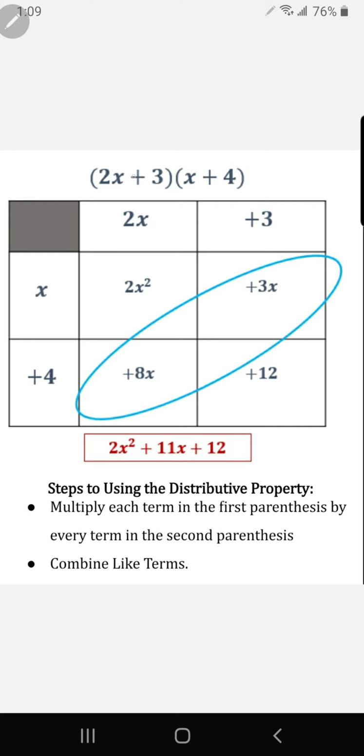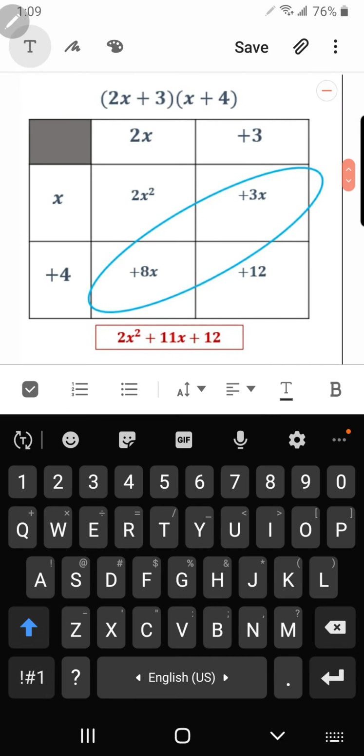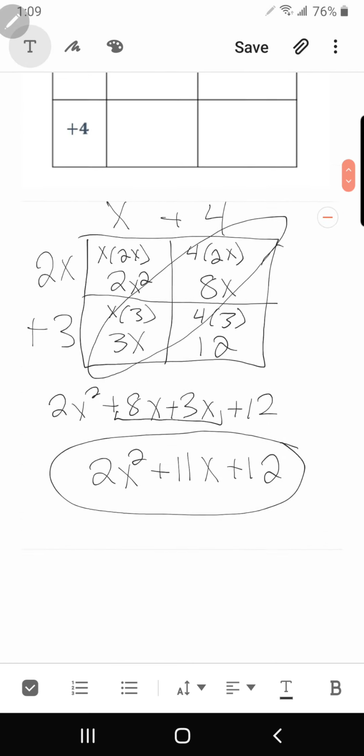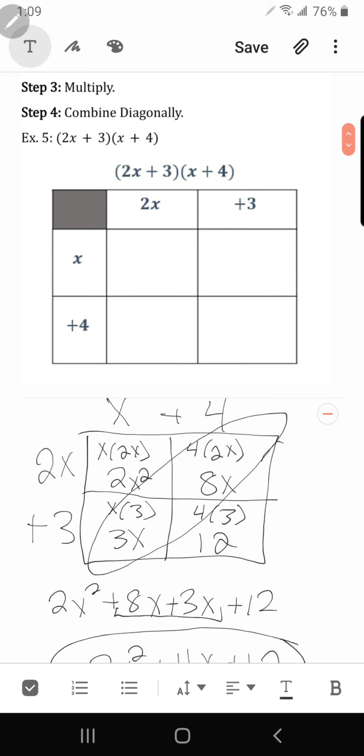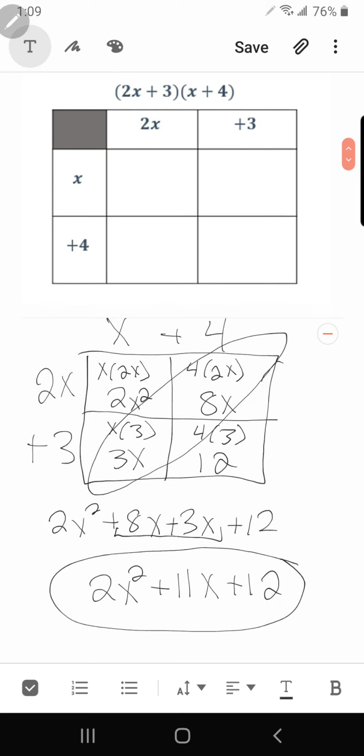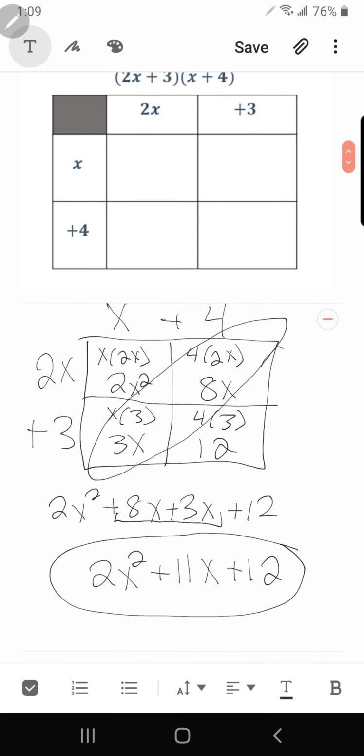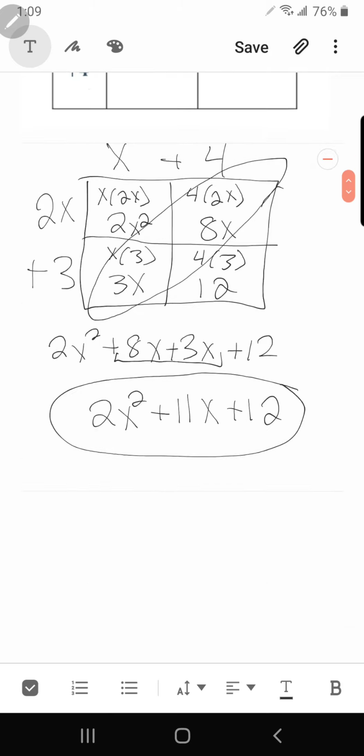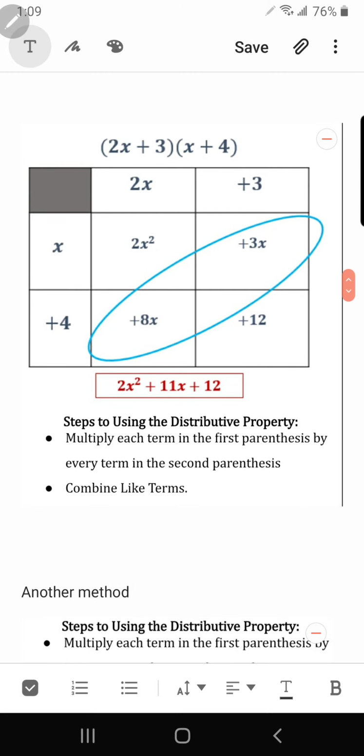Basically, I put my first term vertically and my second term horizontally instead of vice versa. So there is no real difference here. It doesn't matter if I set up this way or this way, I still will get the same answer. So that is called the box method or the area model, depending on what you want to name it.